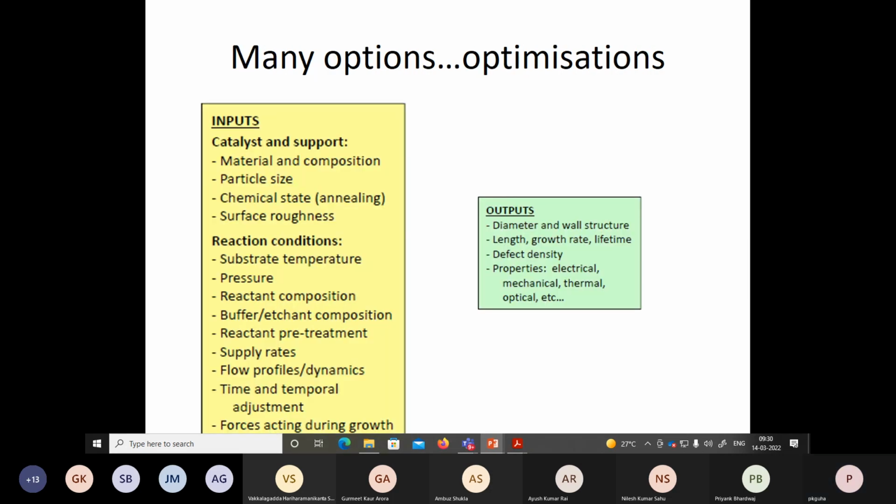Now there are many options to optimize the process. Okay, as I mentioned, there are catalyst, iron, nickel or cobalt. You can use single catalyst, you can use multiple catalyst, mixing of two or more catalyst. So catalyst thickness matters, okay, surface roughness matters, and so on.